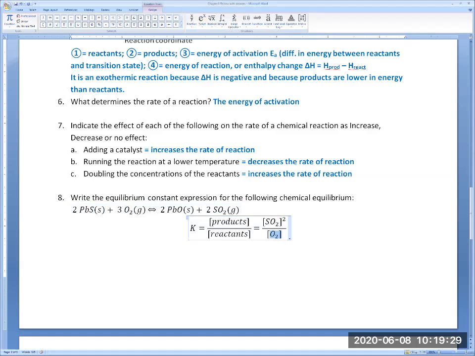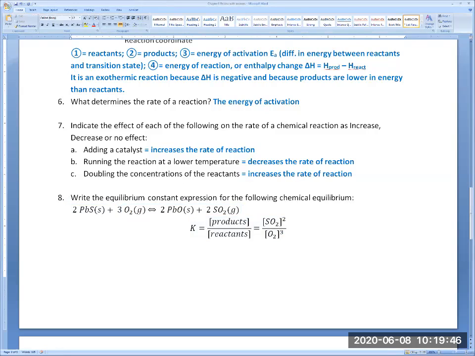And here it will have an exponent of 3, because there is a 3 in front of O2, right? So that exponent 3 comes from that coefficient 3 in front of O2. And that's it. That's the equilibrium constant for this equilibrium. So what you need to remember is solids and liquids are not included. It's product over reactant, and you use the coefficient as exponent.